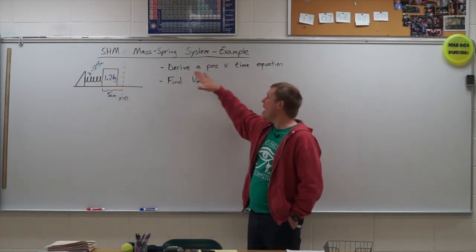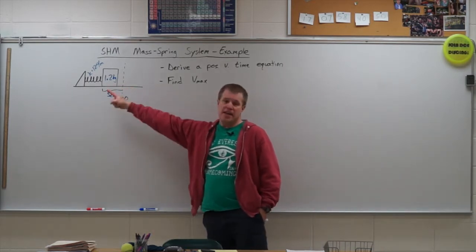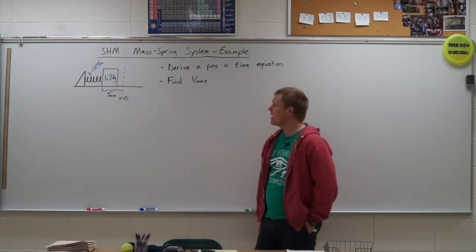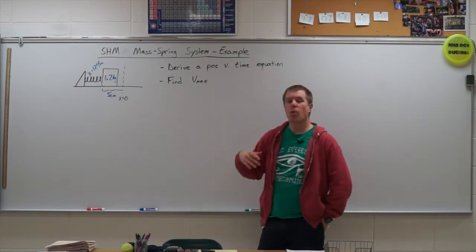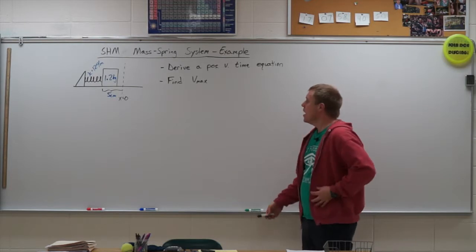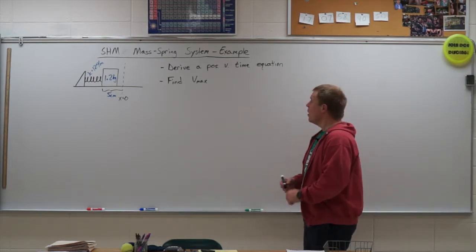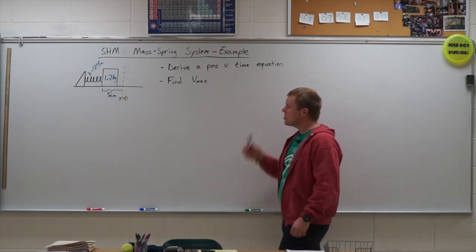And I'm going to do two things. I'm going to first derive a position versus time equation for this mass as it oscillates back and forth on that connected spring. And I want to figure out what is the maximum velocity that mass will reach. And I'll give you a couple options for how to find that max velocity. All right, so the first thing I need to do is derive a position versus time equation.